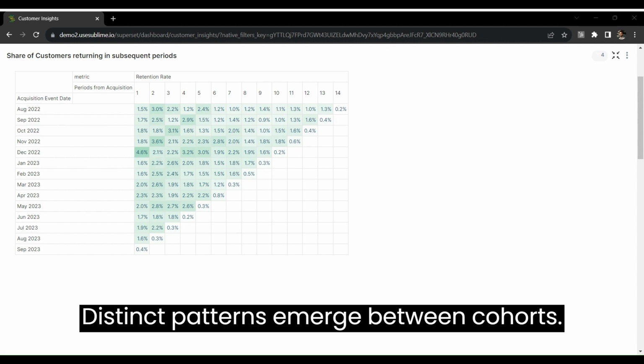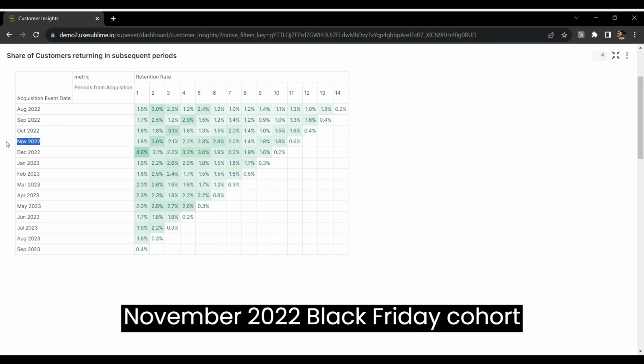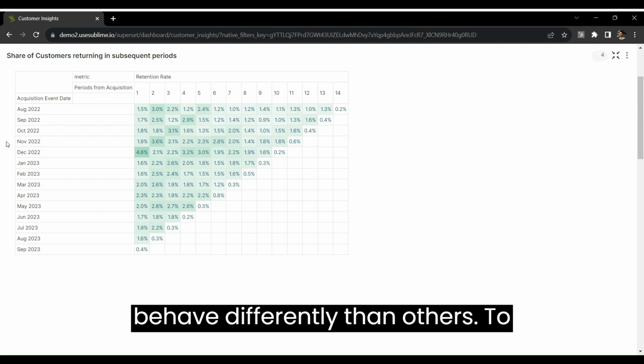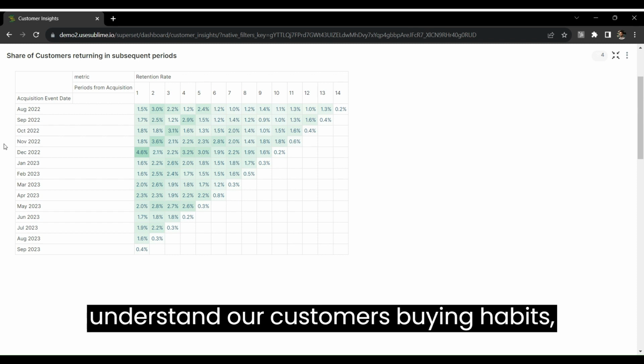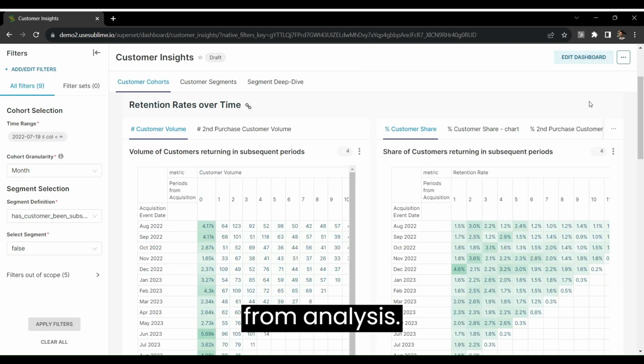Distinct patterns emerge between cohorts. The December 2022 holiday cohort and November 2022 Black Friday cohort behave differently than others. To understand our customers' buying habits, we should exclude these specific cohorts from analysis.